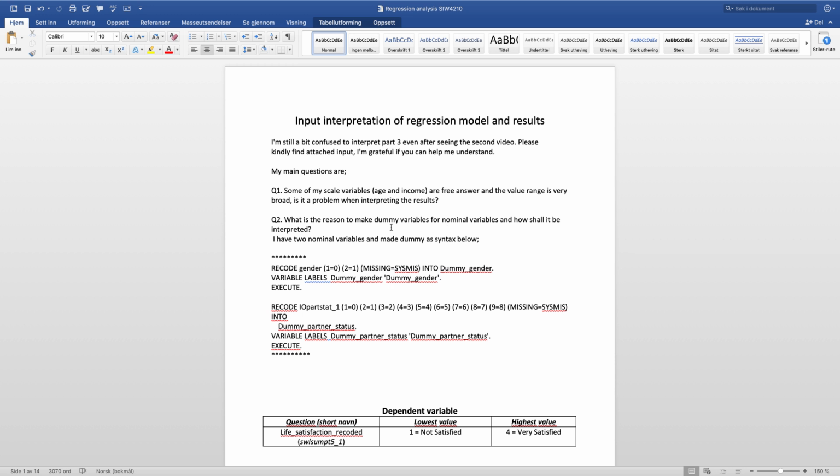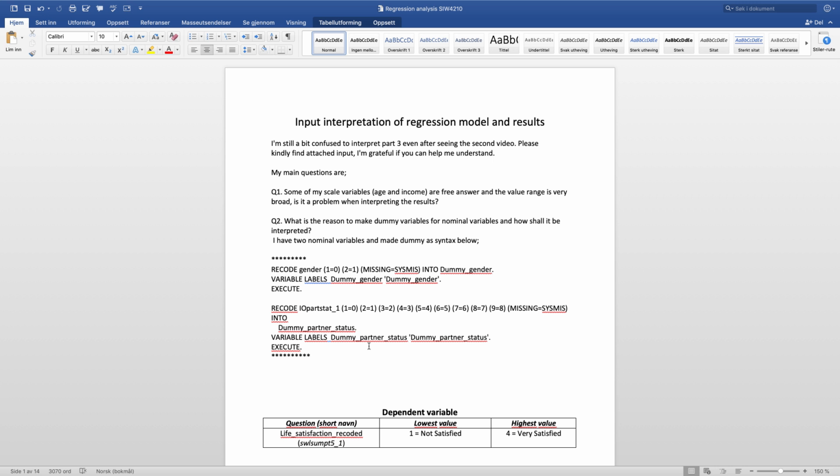What is the reason to make dummy variables for nominal variables, and how shall it be interpreted? I have two nominal variables, and I made dummies as in the syntax below. So the student has recoded the gender from the original 1 to 0 and 2 to 1. And also I think this is whether they live alone or not. So this is the partner status.